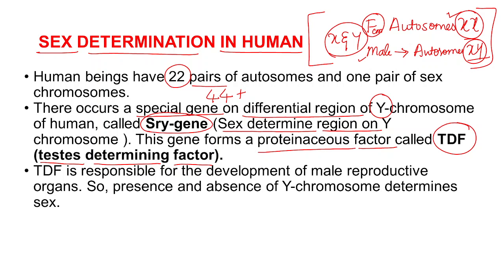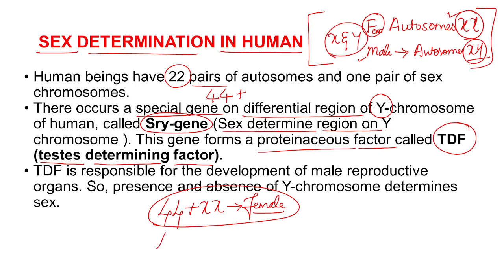If along with the 44 autosomes, if the individual has got X and X, okay, in absence of Y, it will develop into female. Why? Because since the Y chromosome is absent, the Sry gene will be absent. If Sry gene is absent, then TDF cannot be produced. What is TDF? Testis determining factor. It cannot be produced. That is why the individual will develop into female.